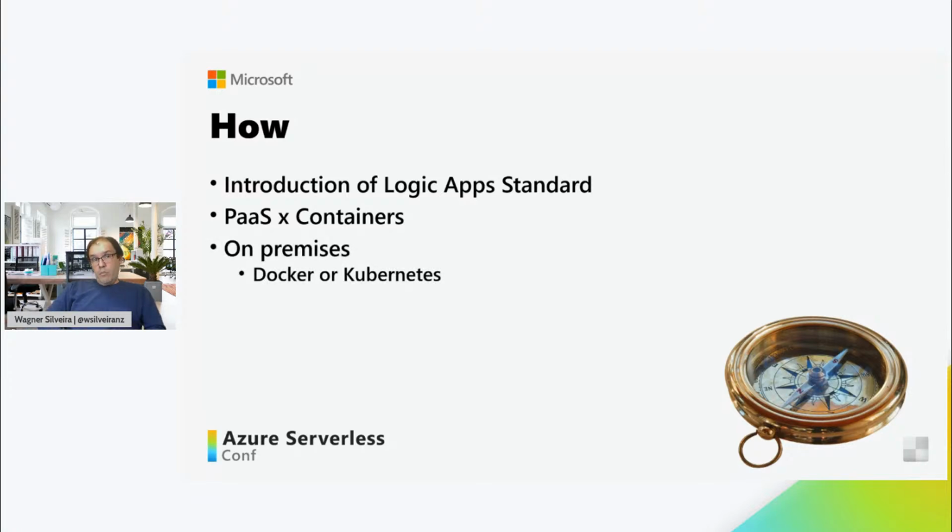If you're running on premises, you can run either inside a Docker server, or you can run using a Kubernetes server. And if you want to run on any other cloud that's not Azure, or even inside Azure, you can use Kubernetes.